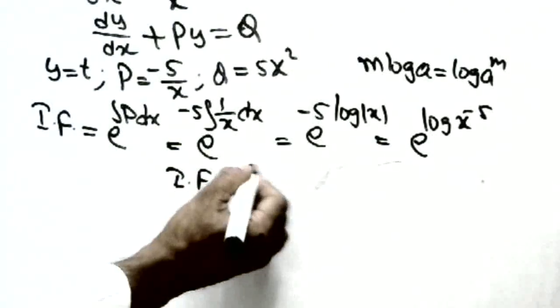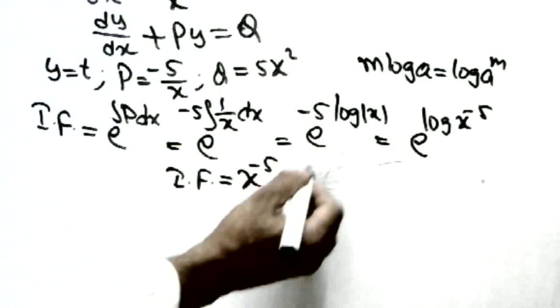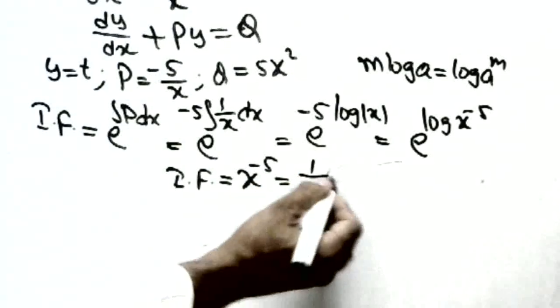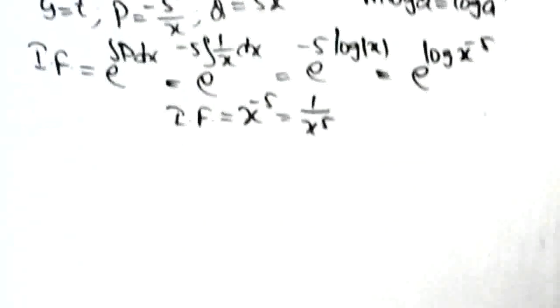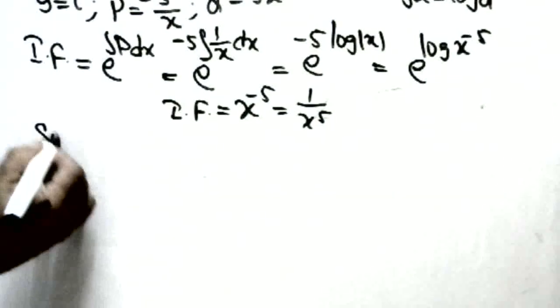So what is left here? Integral factor equals x power minus 5, or we can write it as 1 by x power 5. So the next procedure is the solution.